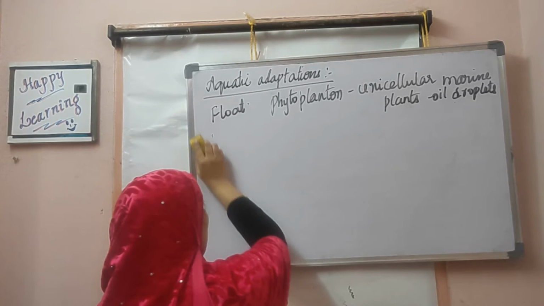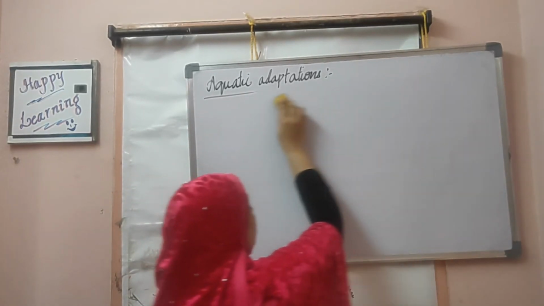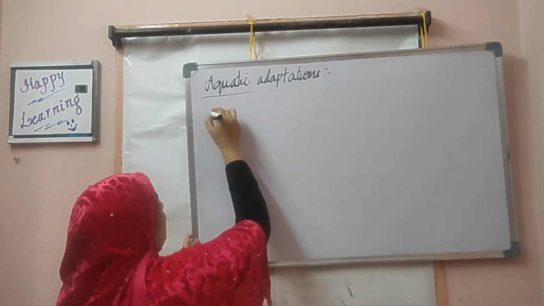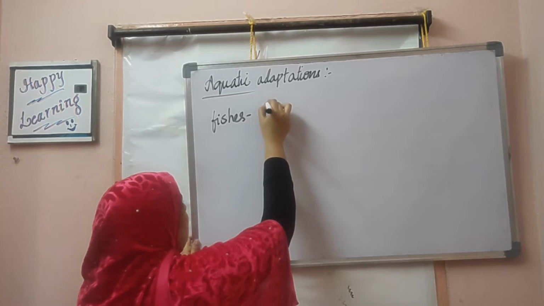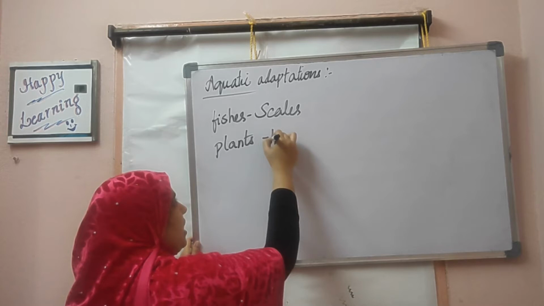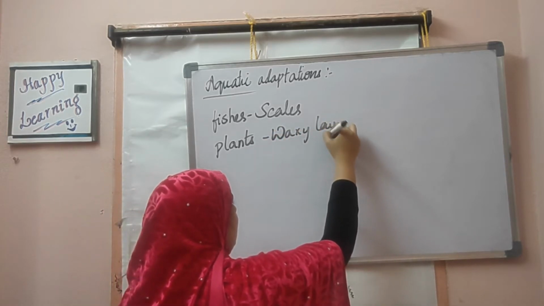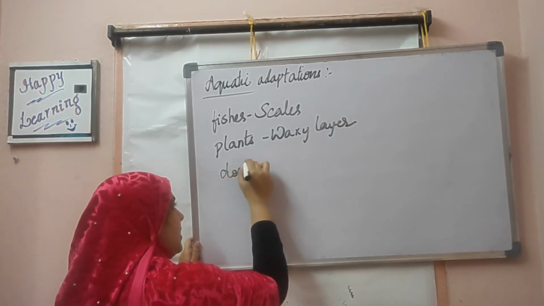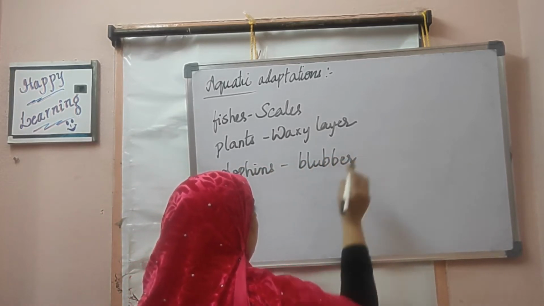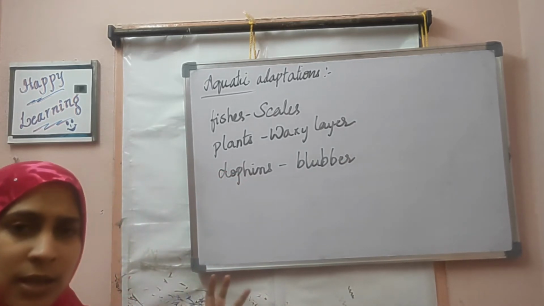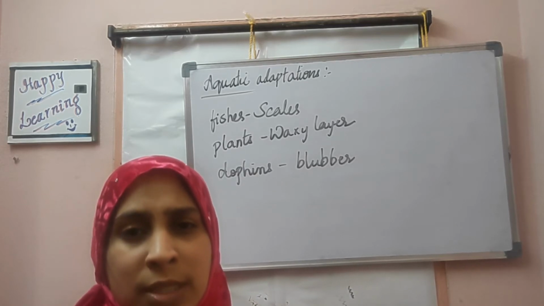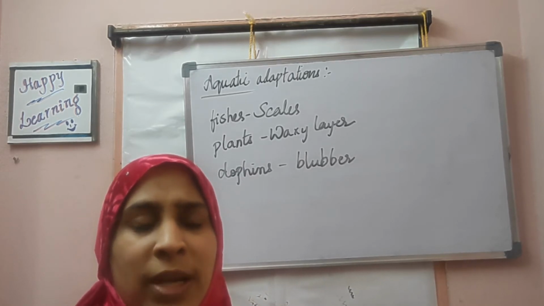Animals living in aquatic habitats need to have an outermost covering in such a way that it's not damaged. For example, fishes have scales. Plants have a waxy layer. And mammals like dolphins have fat called blubber under their skin. Blubber. So these things help the outermost covering of those organisms, which protects the tissues from getting damaged.